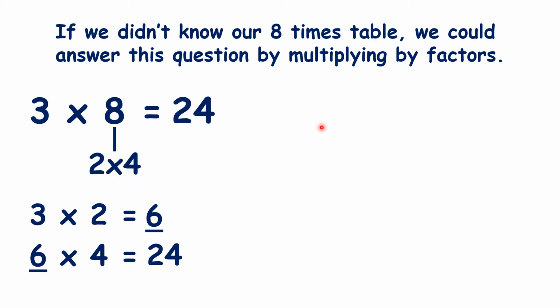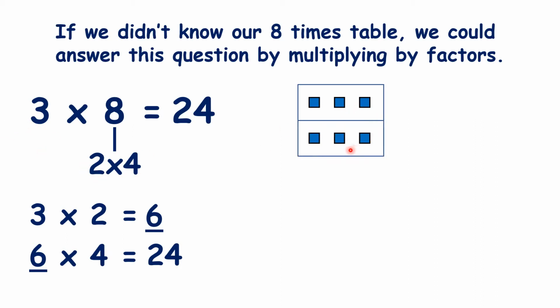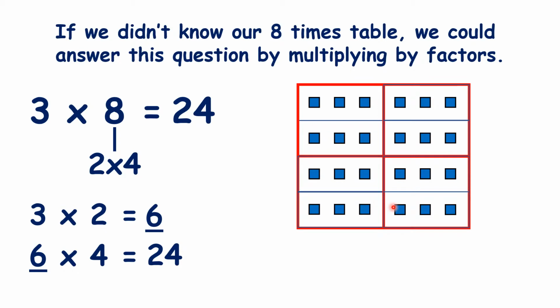And again, to show how this works, we can start with 3, times by 2 to get 6, then multiply 6 by 4 to get 24. And you can see that this is the same as 3 times 8, because we have 8 small rectangles, each with 3 cubes.